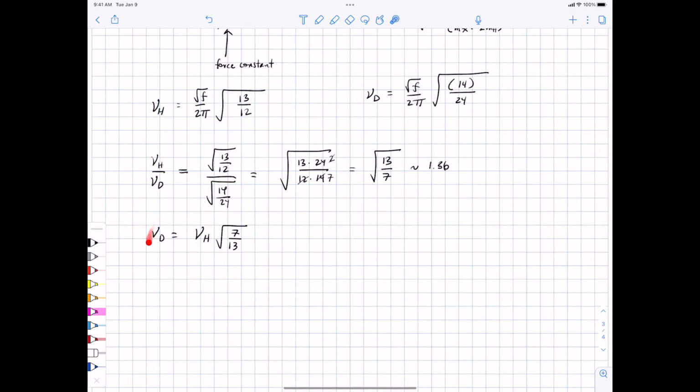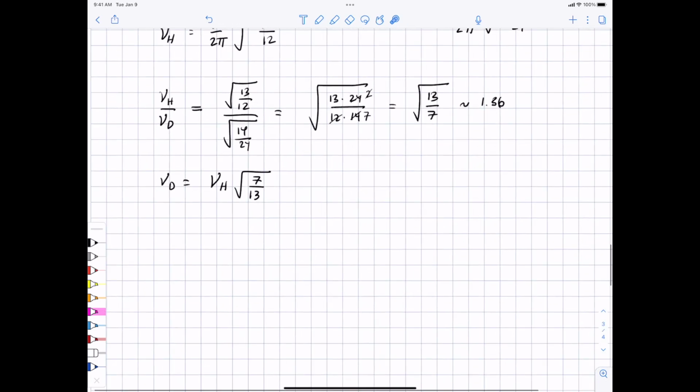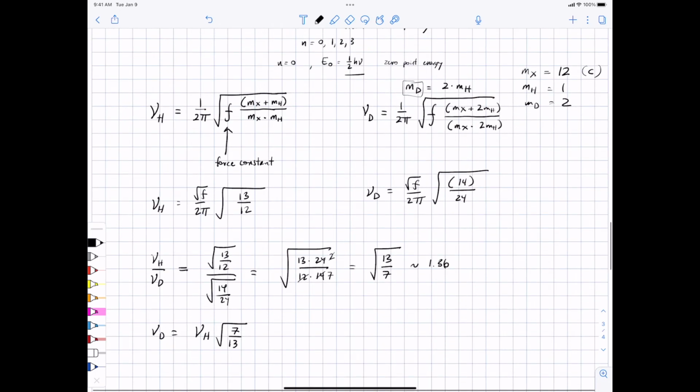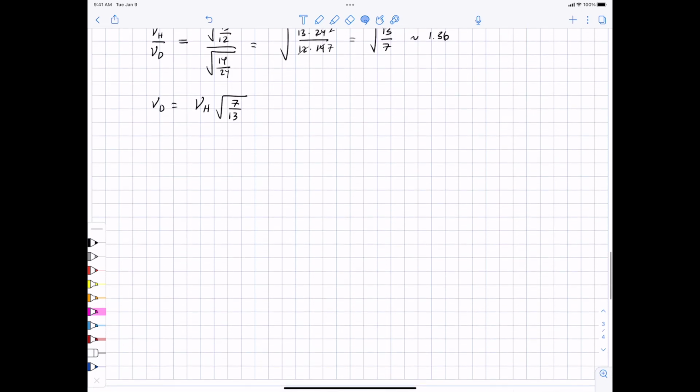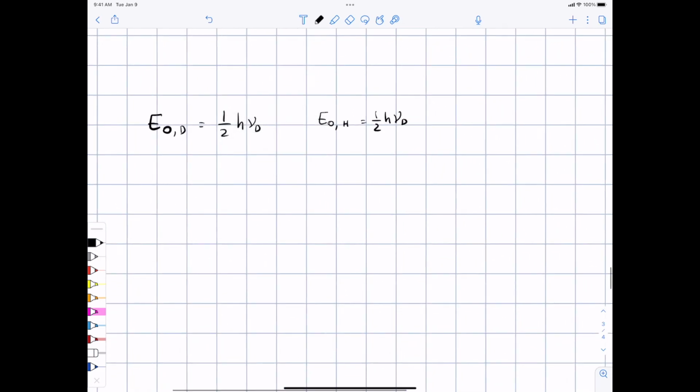Okay, so you expect the vibrational frequency of deuterium to be lower than the vibrational frequency of hydrogen by that amount. And so if we compare, coming back here to this equation of 0-point energy, the 0-point energy for deuterium is 1/2 times Planck's constant times the vibrational frequency for deuterium, and the 0-point energy for hydrogen is 1/2 times Planck's constant times the vibrational frequency for hydrogen.